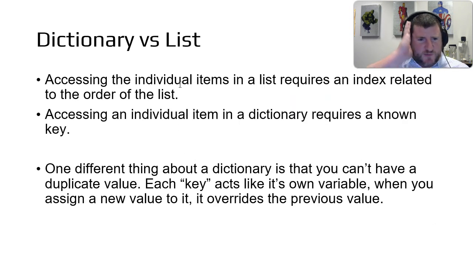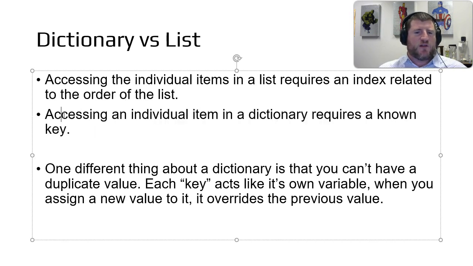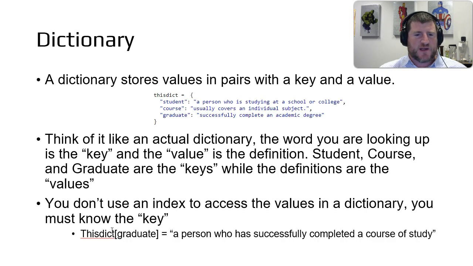But comparing this to a list, if you're trying to look at an individual item, you have to have the actual key. But the key acts like its own variable. So you can go through and assign a new value to it. And I did that on the previous page.